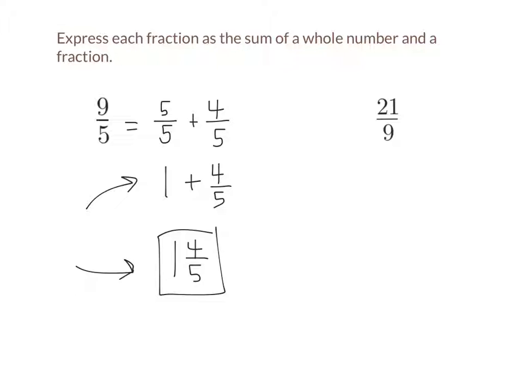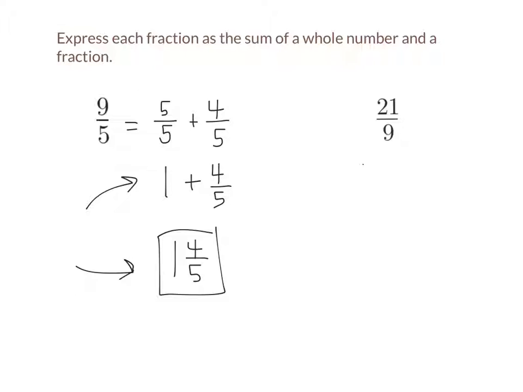Let's take a look at this second example. 21/9. Is this an improper fraction? Yes. The top number is what? 21. The denominator is what? 9. Is the numerator larger than the denominator? Yes. That means that we have at least one whole in there. How many ninths does it take to make 1? 9 ninths. Do I have more than 9 ninths there?